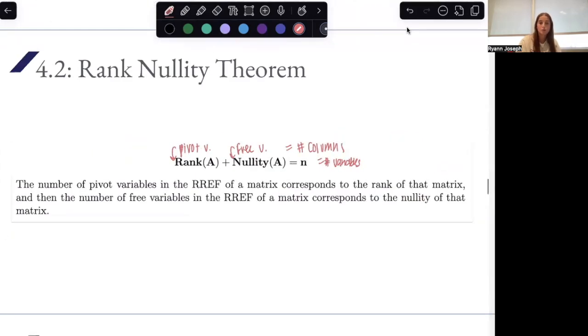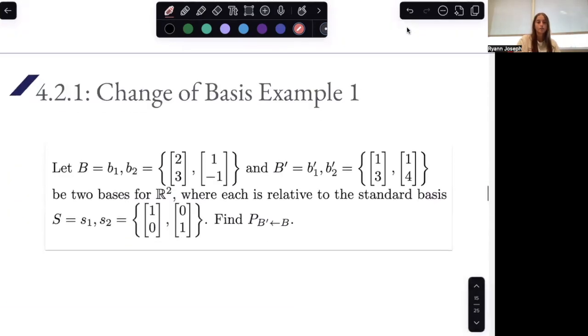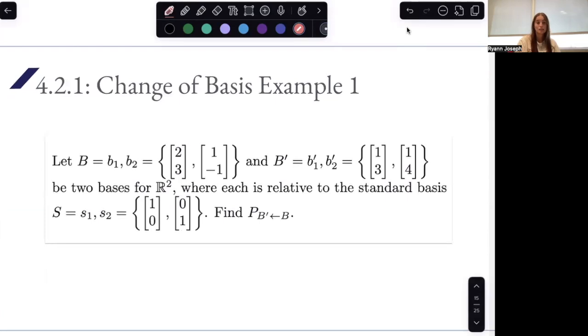Whenever you're solving for a matrix and you're like, okay, I know the rank, what's the nullity? You can always just do number of columns minus rank, or the other way around. If I have the nullity, what's the rank? It's always the number of columns minus the nullity. So, useful equation. Not too much to talk about besides that it exists, and that you'll use it in the future. Okay, let's do some change of basis examples.